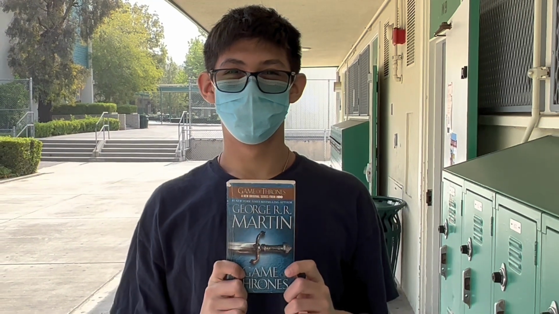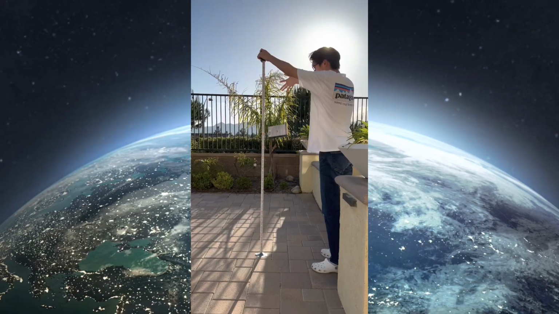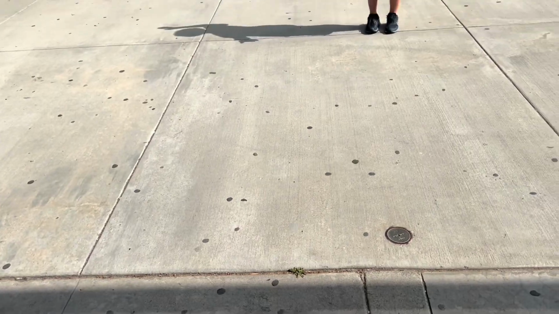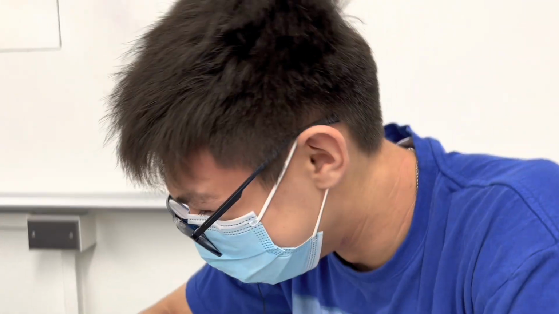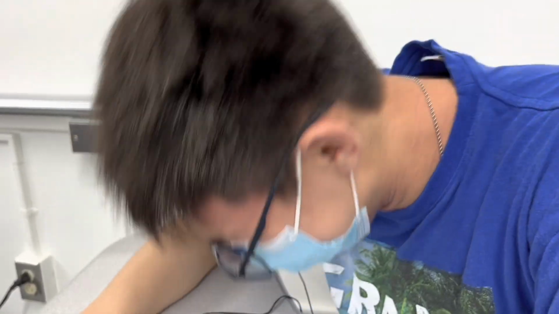Okay, after we found our book, we started recording the heights and the time. And we have got our graph. After many trials and error, we have finally got our graph. But unfortunately, it was not what we expected.